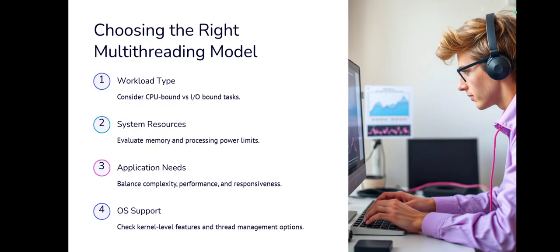And the last topic, choosing the right multi-threading model. Workload type: consider CPU bound versus IO bound tasks. System resources: evaluate memory and processing power limits. Application needs: balance complexity, performance, and responsiveness. OS support: check kernel level features and thread management options.